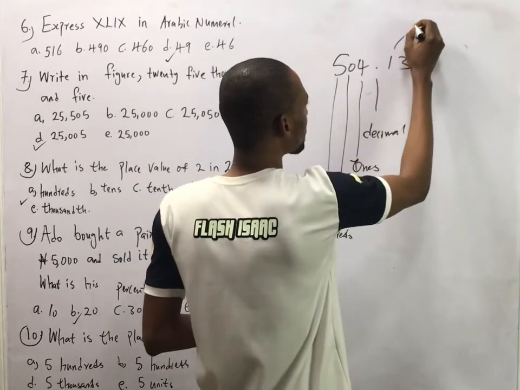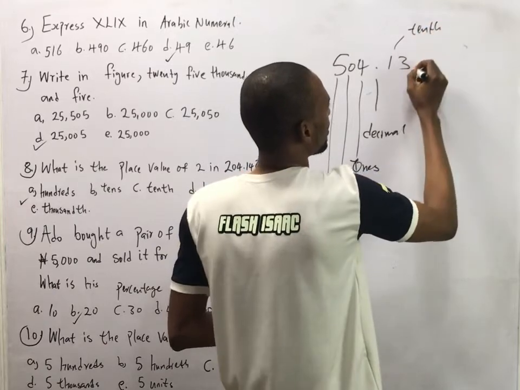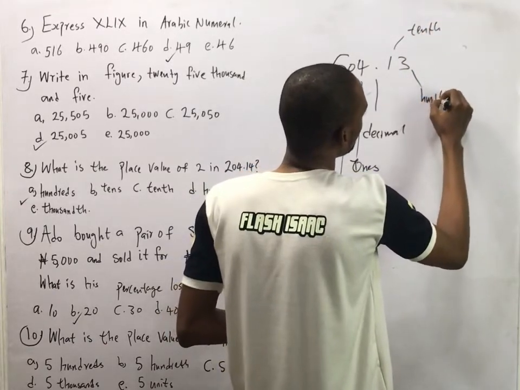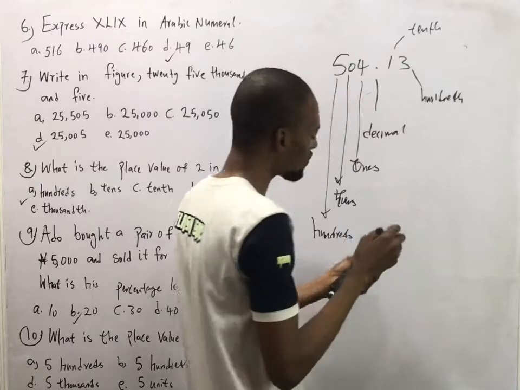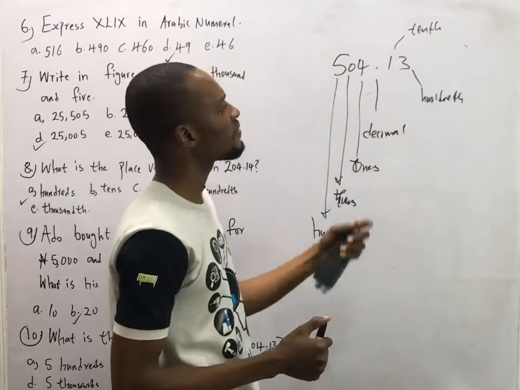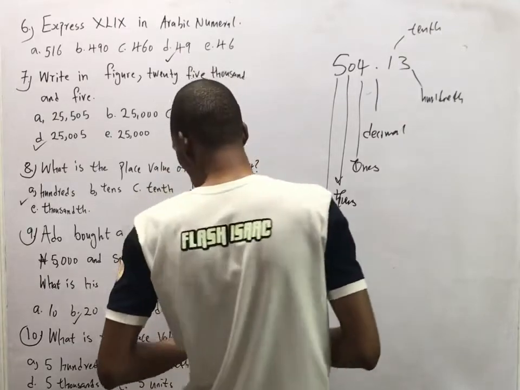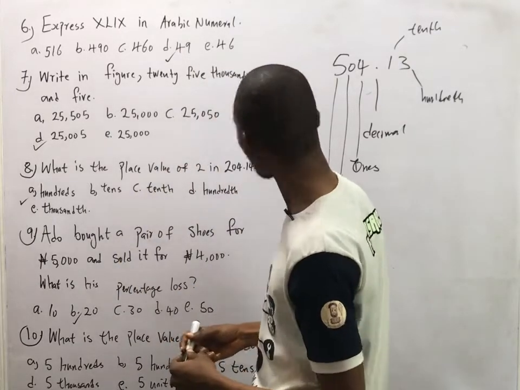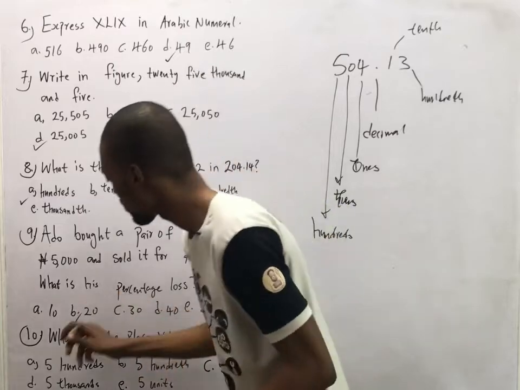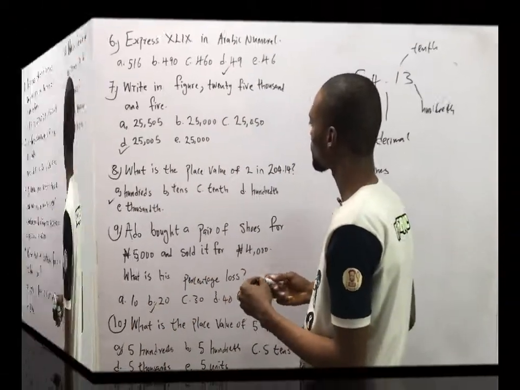This is tens, this is hundreds. So the place value of 3 is hundredths. Place value of 1 is tenths. The place value of 5 is hundreds. So that's A. That's 500. A is the correct option.